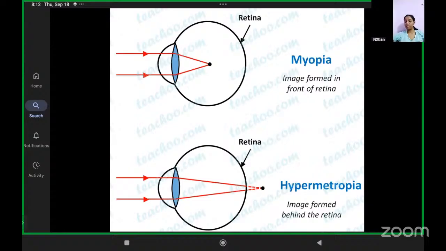Yes. Hypermetropia is farsightedness. You can see far, but you cannot see close. Hypermetropia, farsightedness: you can see far, but you cannot see nearby objects. Whereas in myopia, you can see nearby objects clearly, but you cannot see far objects. Myopia, you cannot see far objects. Hypermetropia, you cannot see nearby objects.